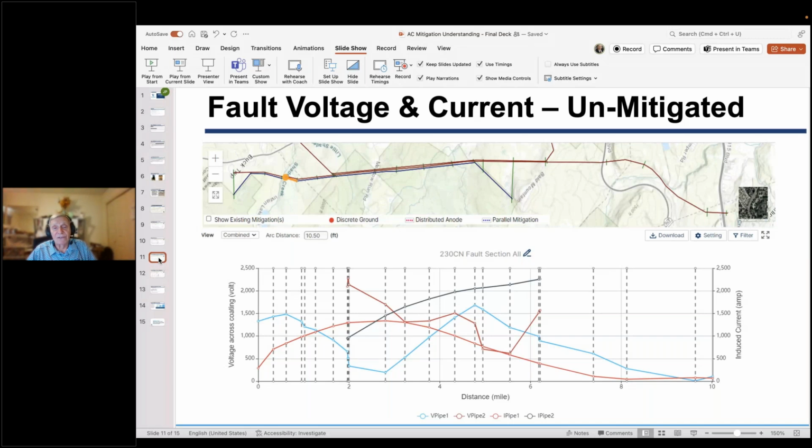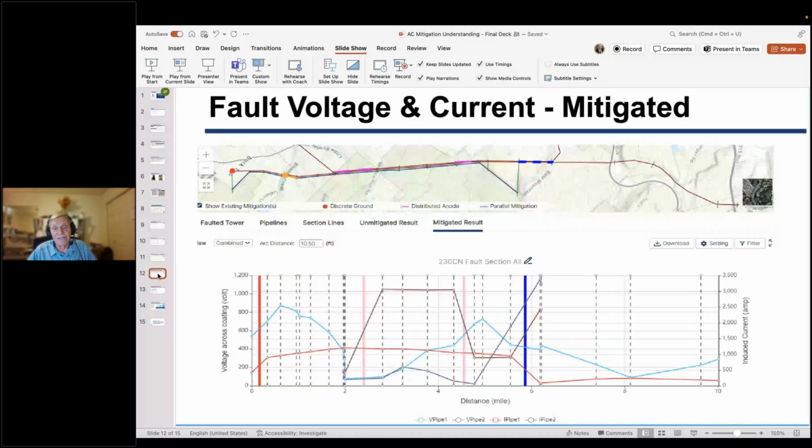And what did we do just before? We mitigated the system. So Nick, if you could go to the next slide, and we're going to show you the mitigated version of it. And it's the same points that we had before. And look what the mitigation did in this to bring down the fault current and voltages.